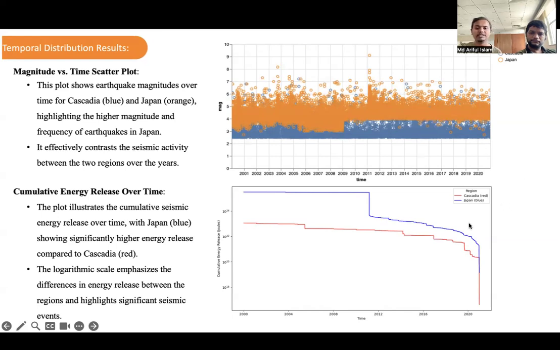Also, the cumulative energy, we can see here, is a log plot of the energy released by each earthquake, in joules. So in red is Cascadia, and if we compare the energy released by both subduction zones, we can see about 1,000 times more energy has been released in Japan compared to Cascadia.